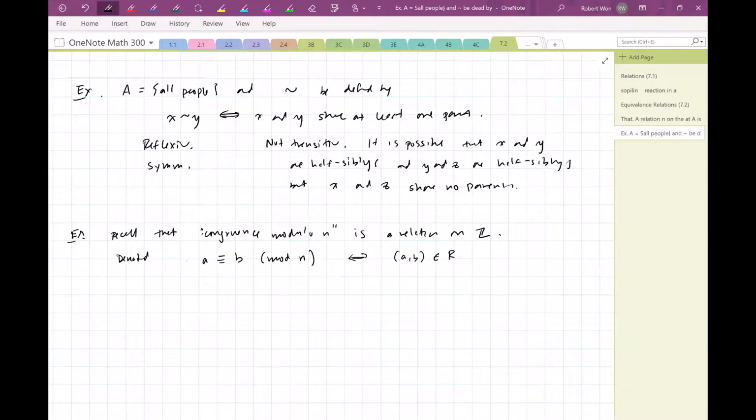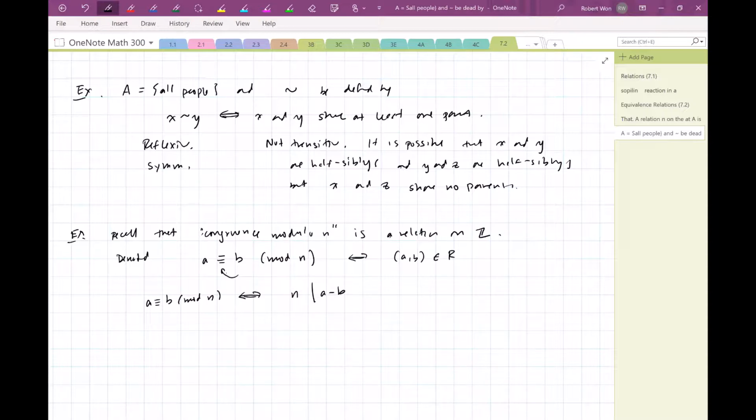Another way to say this is, in the notation we've been using, that A is related to B if and only if n divides A minus B. Of course, the normal notation we use for this is this one, because the normal way to think about a relation is to stick a symbol in between two numbers. Now, is this reflexive? Is it symmetric? And is it transitive?